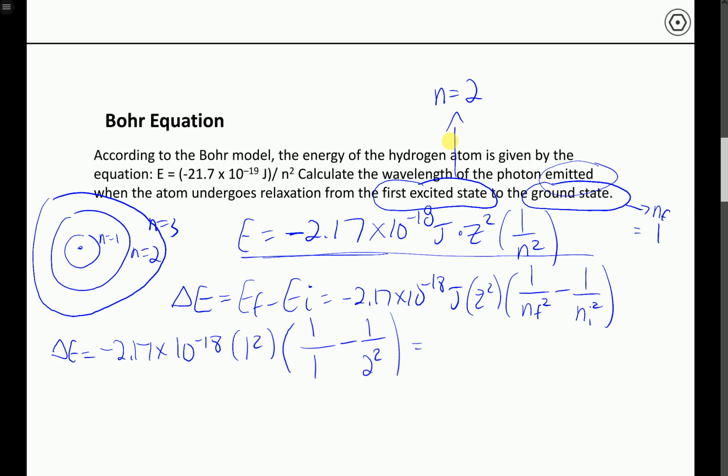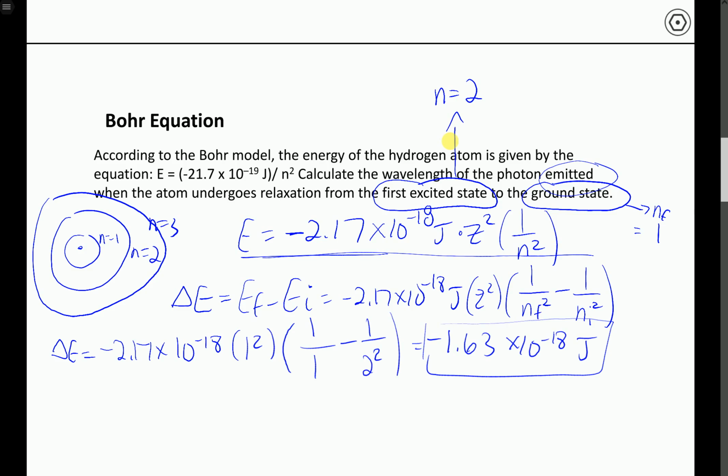We get a delta E of minus 1.63 times 10 to the minus 18 joules. Now again, the minus sign tells us that we're going from high n to low n, so that's our delta E, and it's negative because it's an emission process. But what we want to know is the wavelength.